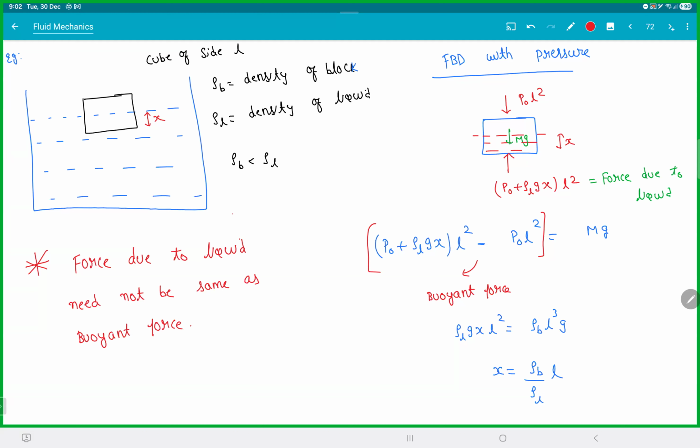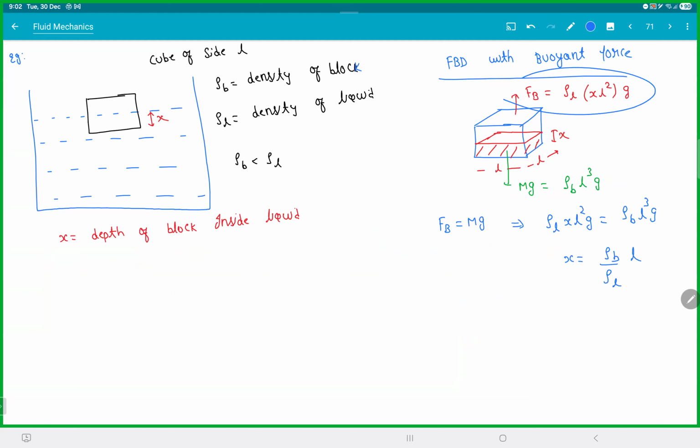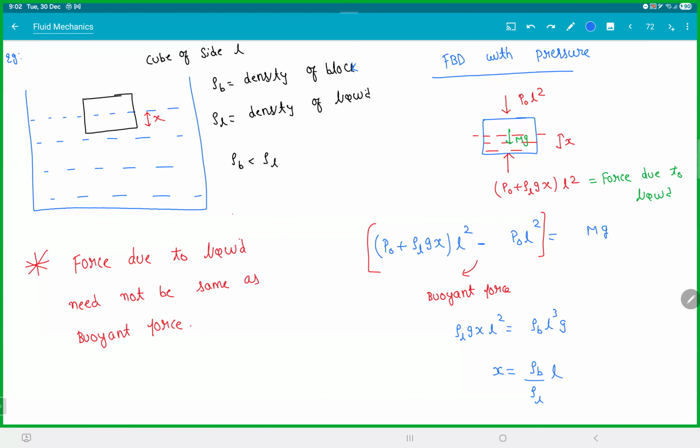Is this clear, everyone? The examiner will ask you like this: find the force due to the liquid. Most people will find the buoyant force and come. So in this question, if I ask you force due to the liquid, it is P naught plus rho L g x into L square. If I ask you buoyant force, then it is rho liquid into x L square into g. Both are completely two different things. Are you clear with this?